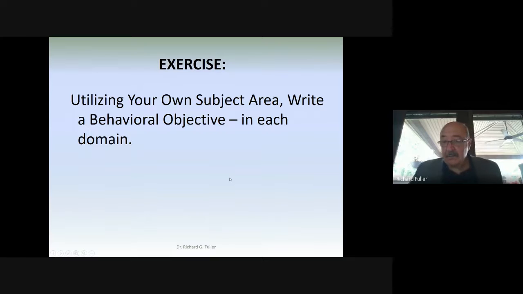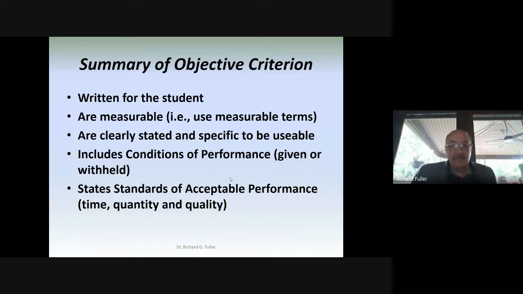What I would ask everybody to do is very quickly think of your own subject area. Think of something that you're doing in your own subject area. What I'd ask you to do is write a behavioral objective, just one in each domain. So pick one simple concept, and write one in the cognitive, write one in the psychomotor, and write one in the affective. And I'll put the summary of objective criteria back up very quickly. Let's take about a minute or two and do that, and then we'll share a couple of objectives and take a look at them.